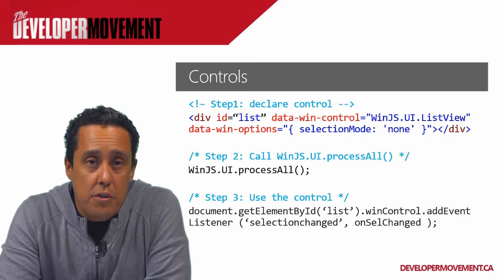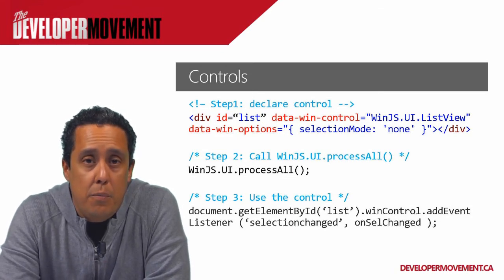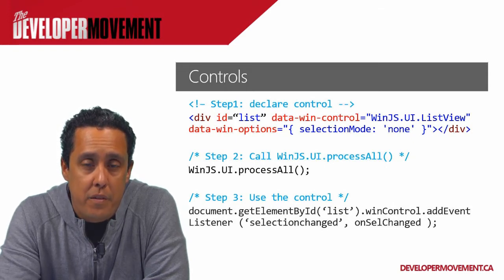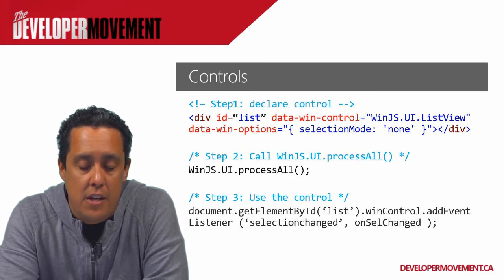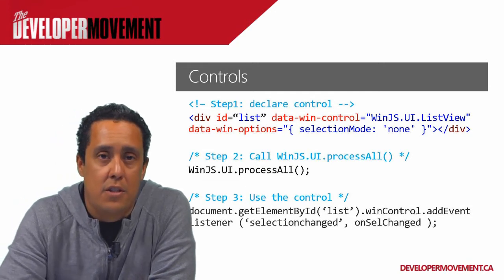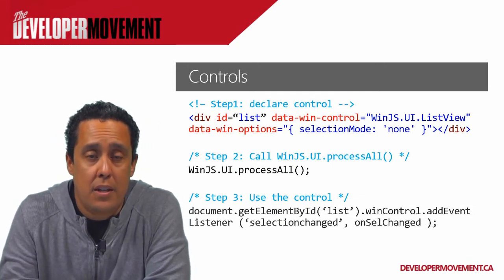And then to use a control in your JavaScript, you can do a getElementById for the list. You pass it the ID, use the winControl property, and then you could add event listeners such as selectionchanged and give it your function parameter, how you want to handle the selection change event. So pretty straightforward to use.